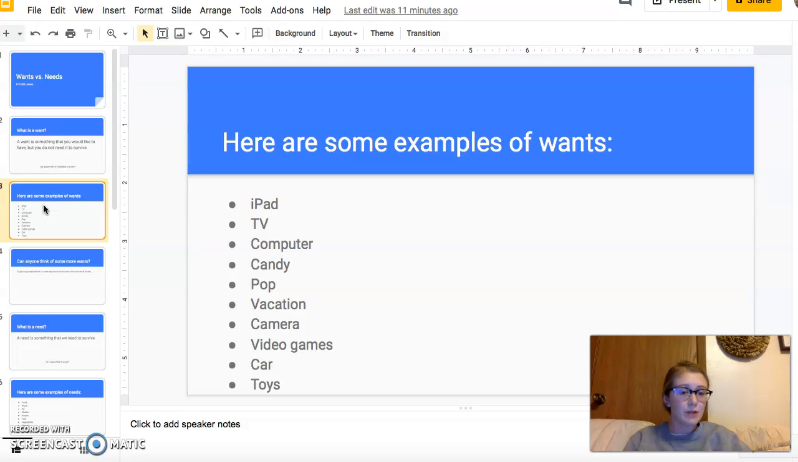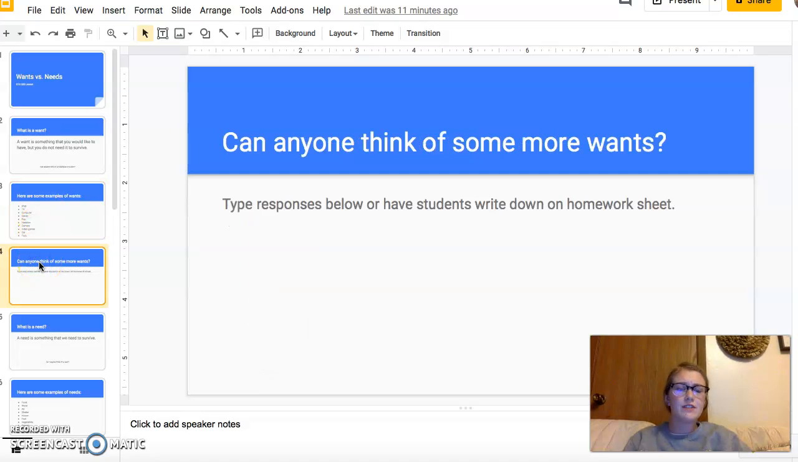Same with a camera. Of course, we love to have cameras to take pictures of moments in time, but we don't have to have one to survive. We could survive without one. So if you can think of some more wants, go ahead and write them in the second section on your homework sheet. If you can think of anything in your house that is a want, go ahead and write that.